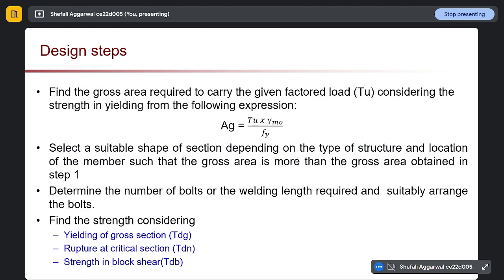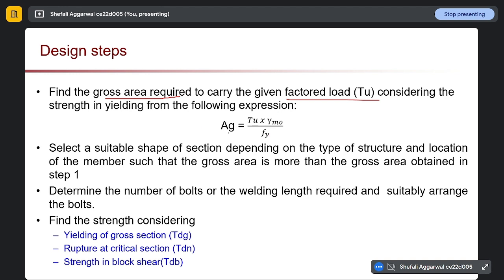So this is what we have as design strength values in case of our tension member. Next thing is, what are the different design steps when we are designing the tension member. So first thing we will calculate is the gross area required to carry the given factored load TU, and the formula will be, area will be load into gamma divided by stress, right?